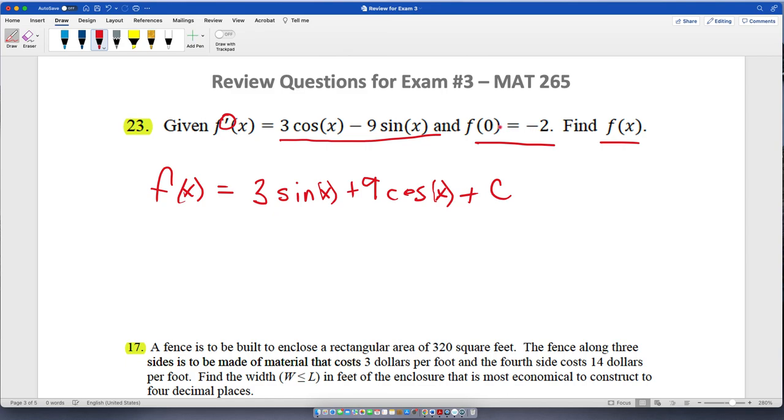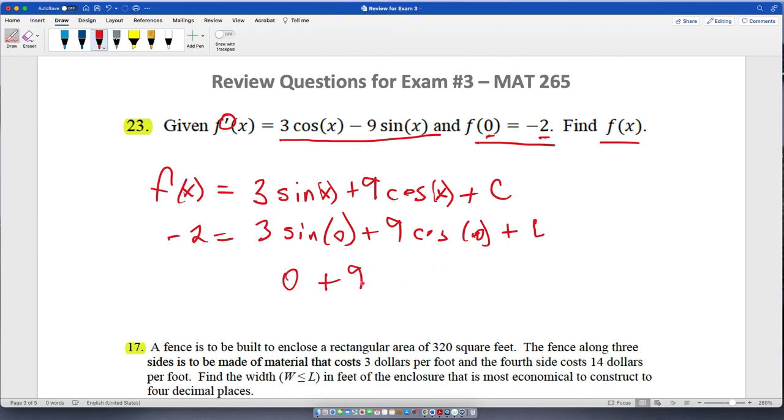So then what we have to do here is find what c is, because we know that when we plug in 0 for x, we're going to get negative 2. So we put negative 2 is equal to 3 sine of 0 plus 9 cosine of 0 plus c. What's sine of 0? 0. So here again, you're going to need to remember some of your trig function values, nothing too extra. If you don't remember, plug it in the calculator. So this part is 0. A cosine of 0, though, is 1. So 1 times 9 is 9, plus c equals negative 2. Subtract 9 from both sides, right?